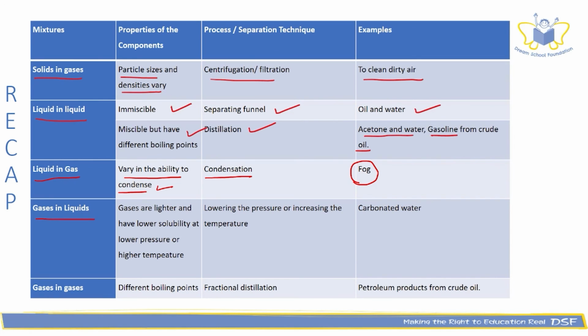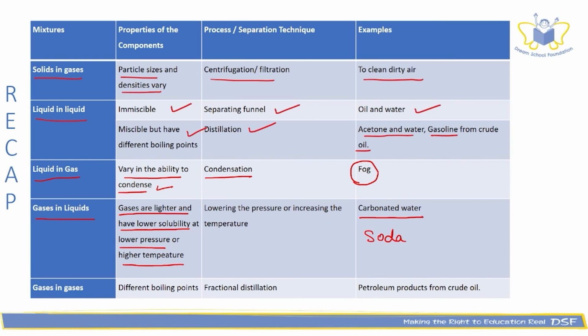Next is gases in liquids. The best example is carbonated water, soda, or soft drinks that you drink. So in there, the gases are lighter and have lower solubility at lower pressure or higher temperature. That just means that if you need to have carbon dioxide dissolved in water, pressure needs to be applied, right? So that is the reason the minute you open the cap of a soda or a soft drink, you can see a fizz wherein the carbon dioxide is trying to come out. That is because you are lowering the pressure when you open the bottle cap.